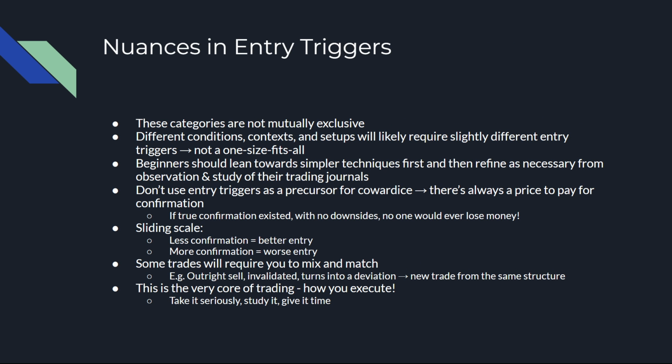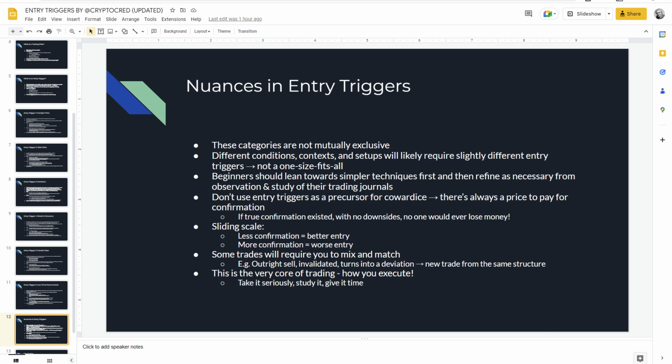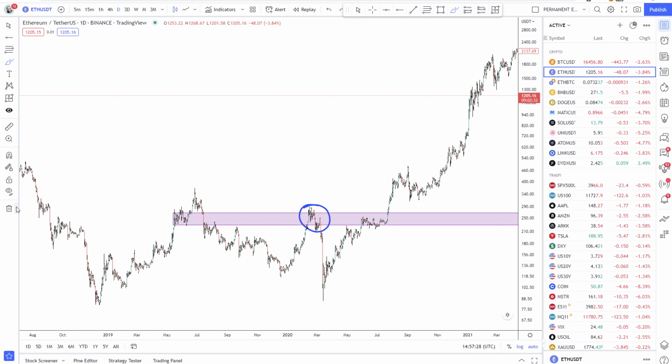There are some nuances I want to cover. The first is that these categories are not mutually exclusive. So, for example, if we take the extremes, let's say a deviation setup and a limit order setup, let's quickly draw this out.